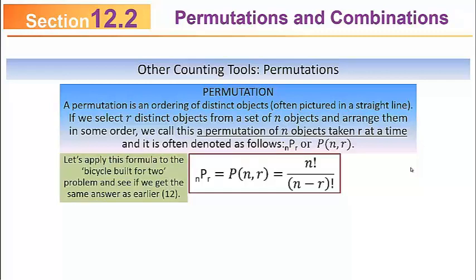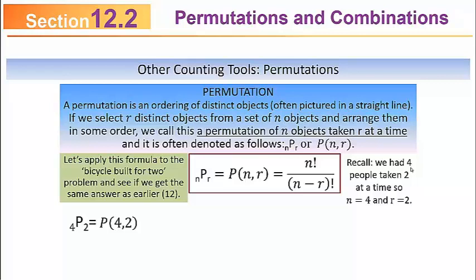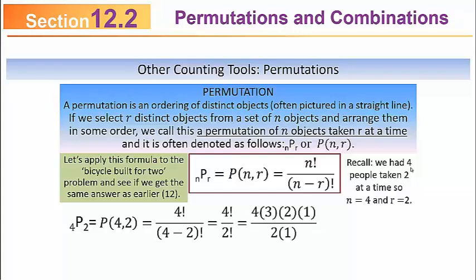Now let's apply that formula to the bicycle built for 2 problem and see if we get that same answer, which was 12 that we got earlier. So let's plug them in. We had 4 people, so N is 4. We took them 2 at a time, so R is 2. So if you plug in 4 for N and 2 for R, you get 4 factorial over the quantity 4 minus 2 factorial. Well, 4 factorial over 4 minus 2 factorial is 4 factorial over 2 factorial. 4 factorial is 4 times 3 times 2 times 1. 2 factorial is 2 times 1. That's 24 over 2, which is 12. Gives us exactly the same answer we got before.